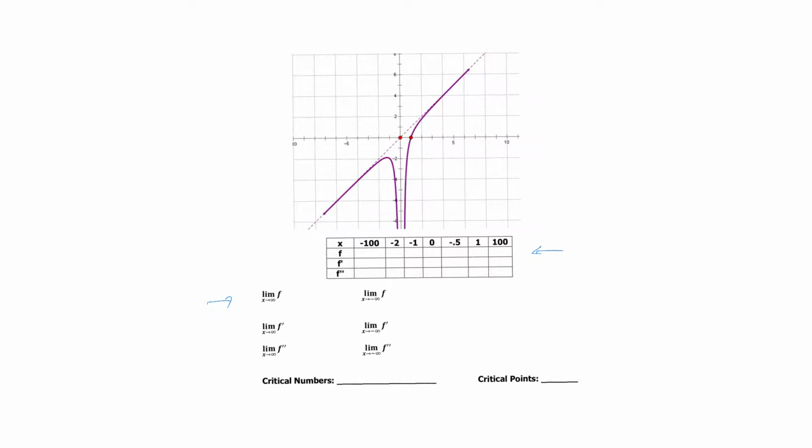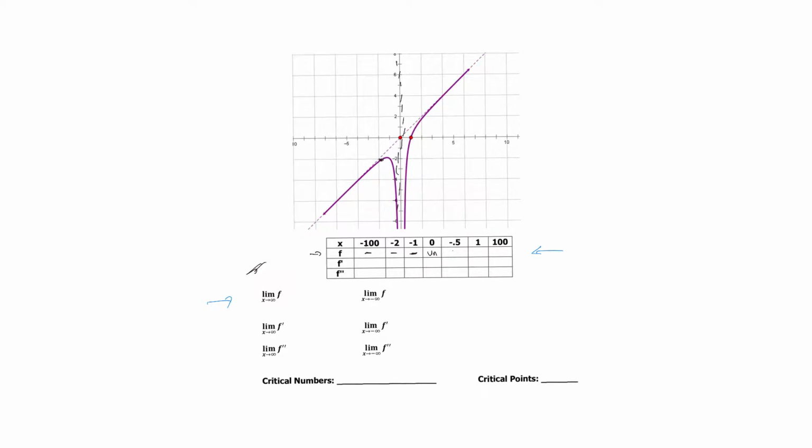So for the first one, this is just asking you about the y values, where they are below or above. At negative 100, which is all the way down here, I know that the value will be negative. At negative 2, which is somewhere around here-ish, it's also negative. At negative 1, it's negative. If you want to be specific, you can actually put a number here. At 0, undefined, because there's a vertical asymptote right there.